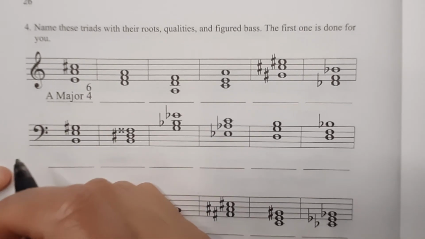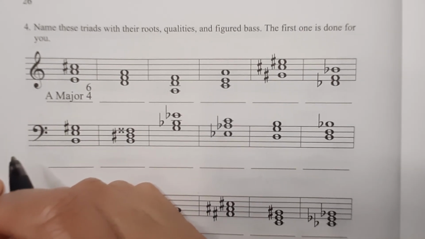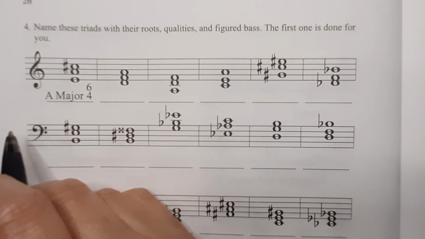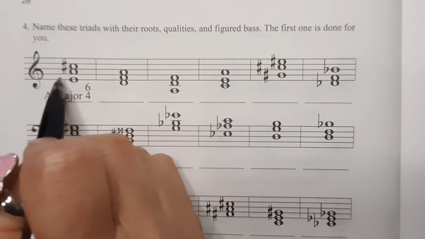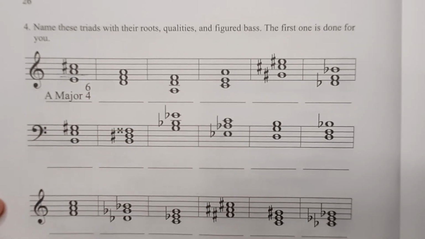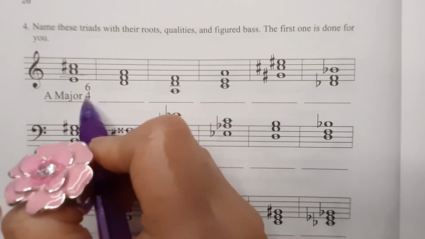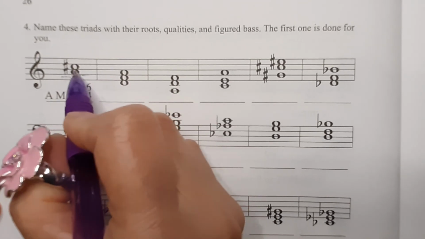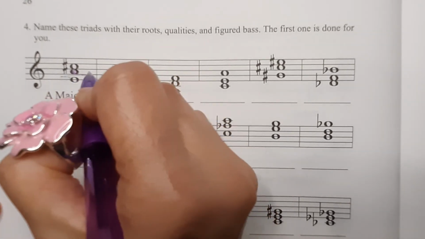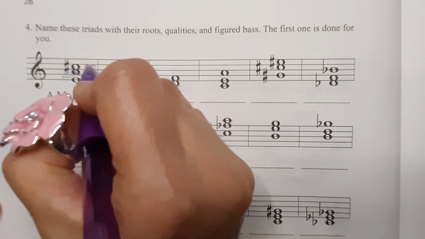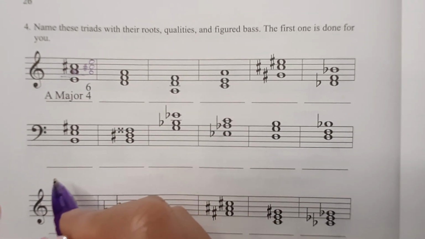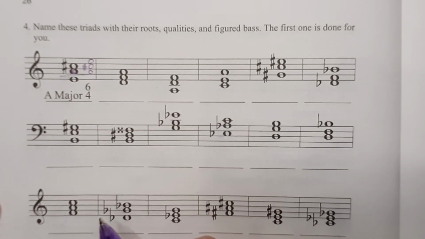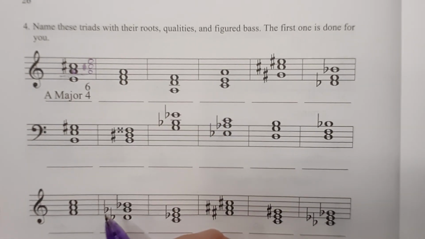Okay, this is number 4, page 26. Name these triads with their roots, qualities, and figured bass. Okay, we can do that. Look at the first one. There's a gap. Okay, so this is second inversion, which is 6-4, right? And this is the root. It's right above a gap, which is A. Now, when you put that in simplest form, it's going to be A, C sharp, and E, right? In root position. Now, is that a major triad? Yes, it is. Okay? All right, good.